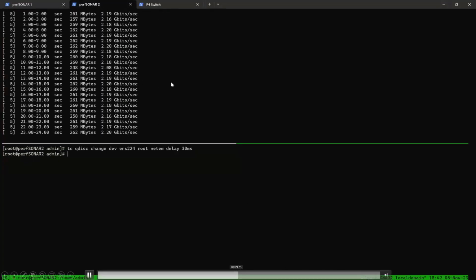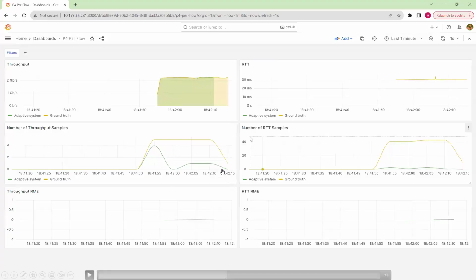As you can see, we almost captured the pattern, and the number of samples is relatively low for both the throughput and the RTT when the connection is stable. The RTT is stable and the throughput is stable.